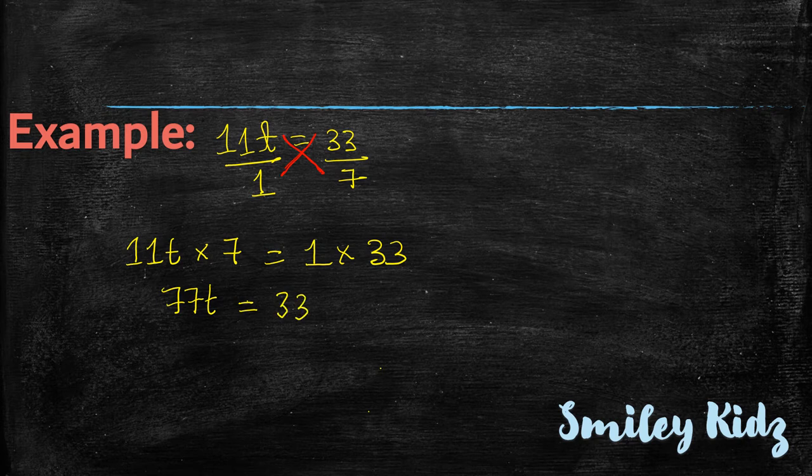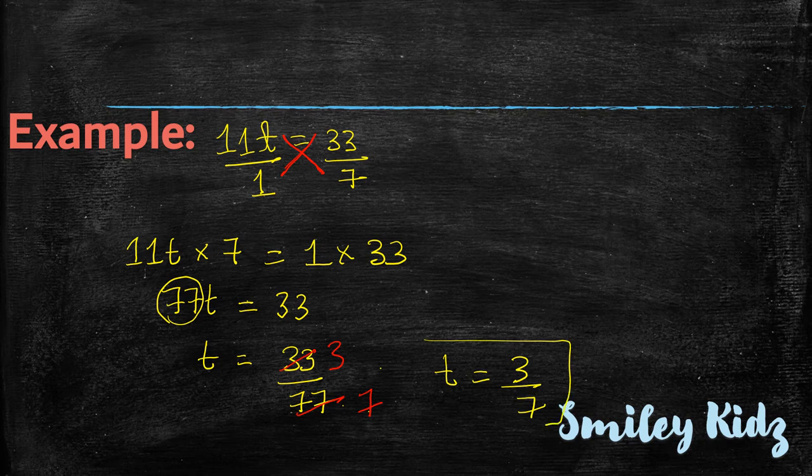Now we will transpose this 77 to the other side. Here it is in multiplication. When it goes to the other side, it becomes division, which will be equal to 33 by 77. Now 11 times 3, 11 times 7. So now what is the value of t? t is equal to 3 by 7. Now what is 3 by 7? 3 by 7 is the solution or root of this equation.